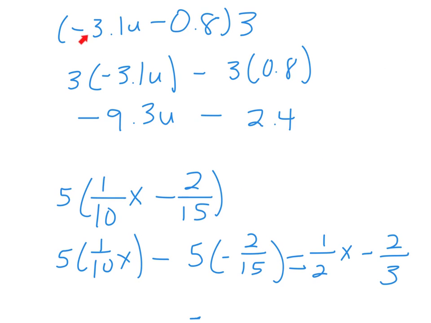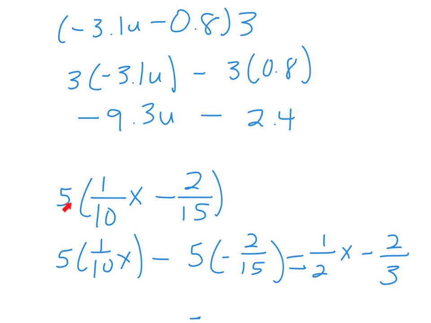Another problem we have, in parentheses, negative 3.1u minus 0.8 times 3. We distribute this out and we have negative 3 times 3.1u minus 3 times 0.8. We continue to finish our multiplication here, so we end up with negative 9.3u minus 2.4. Again, that was just a multiplication of 0.8 times 3 here.